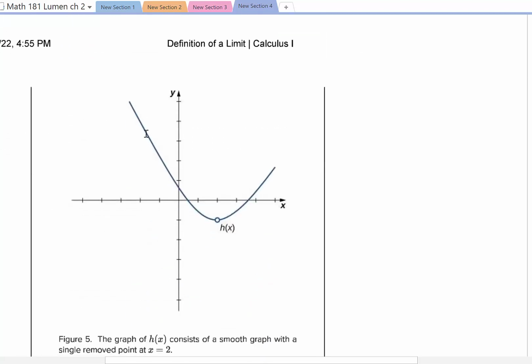We have the graph down here. We're curious what happens as x approaches 2, so we want the limit as x approaches 2 of h of x. What is it? From the right, it looks like it's going towards -1. From the left, it looks like it's going towards -1. So I'd say that limit is -1. That's it.